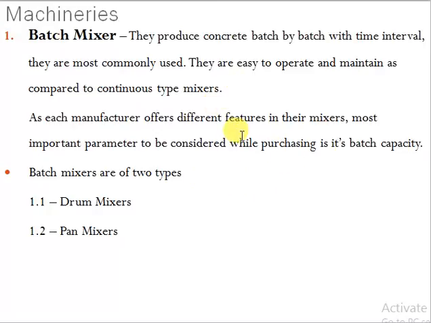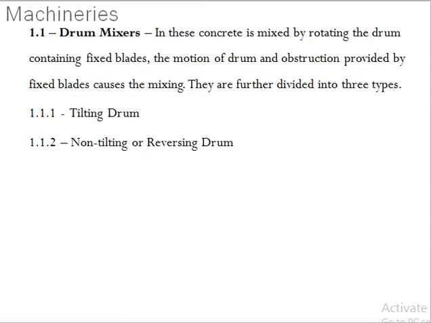Each manufacturing company has different features in its mixers. The most important parameter to be considered while purchasing a batch mixer is its capacity. These mixers are of two types: drum mixers and pan mixers. In the drum mixer, concrete is mixed by a rotating drum. This rotating drum has fixed blades. The motion of the drum and the obstruction provided by the fixed blades cause the mixing of the ingredients of concrete. They are further divided into two types: tilting drum and non-tilting or reversing drum.